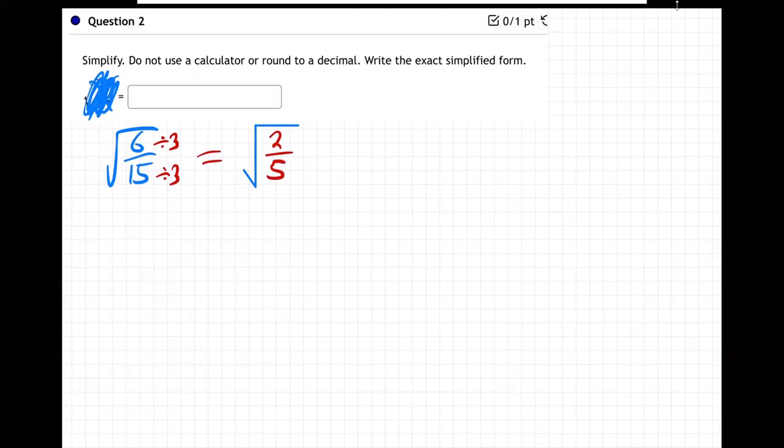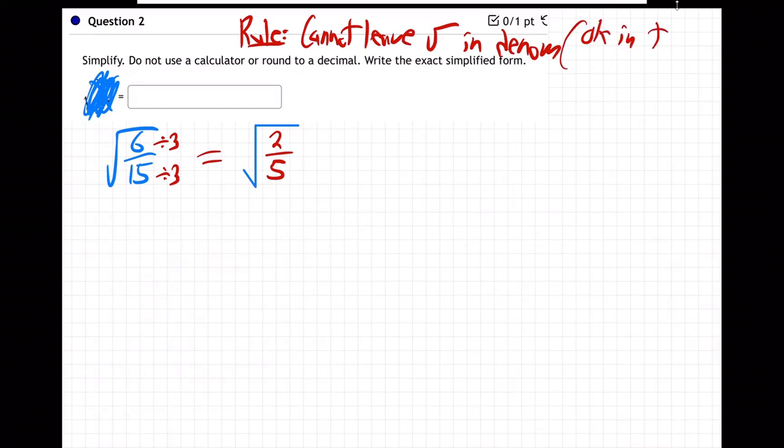Okay, now, are we done here? I mean, that's as far as we can go. Well, no. Here's the new rule. This is brand new, and the rule they're going to make us follow is you cannot leave a root in the denominator. It's okay in the top, but not in the bottom. Honestly, there used to be a reason for that. It doesn't actually exist anymore, but for now, it's just good practice.